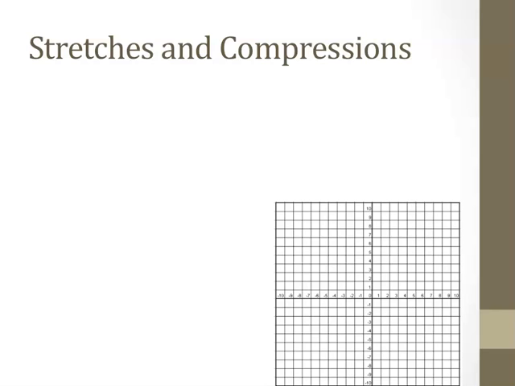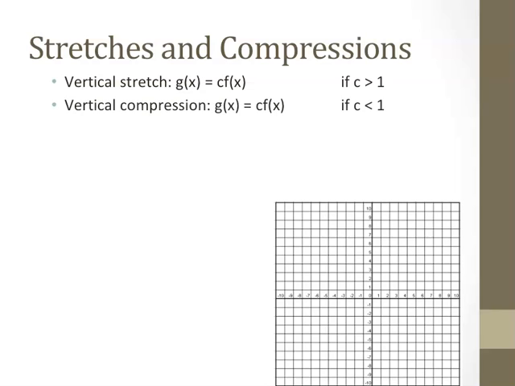So if you have a vertical stretch, notice how you are multiplying the function on the outside by a number c when c is greater than 1. And then you have a vertical compression if you have c times f of x, but c is less than 1. Now, I'm not going to worry about any negatives because we know negatives refer to reflections. So here we're really talking about when c is between 0 and 1.